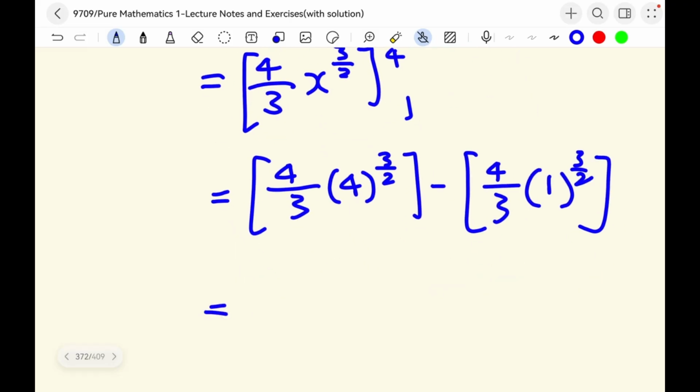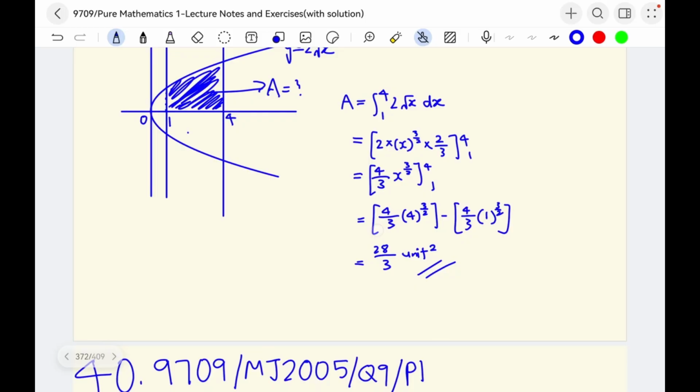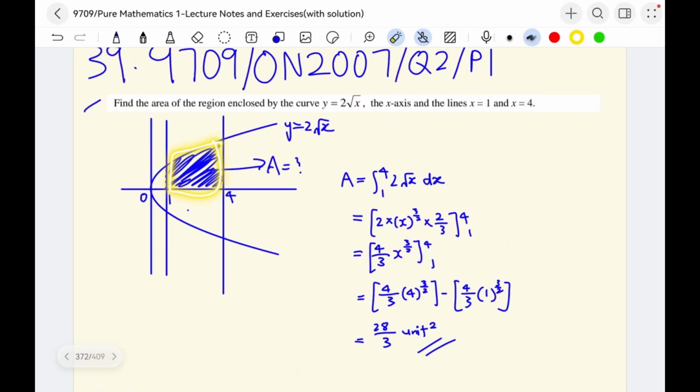Okay, here it is. 4 over 3. The 4 square root of 4 is 2, 2 is 8, minus the 4 over 3. Okay, you will get 28 over 3 unit square as the final answer for the area of this region. Pretty simple, right? Now, let's move on to the next question.